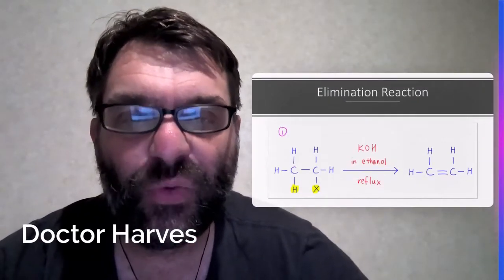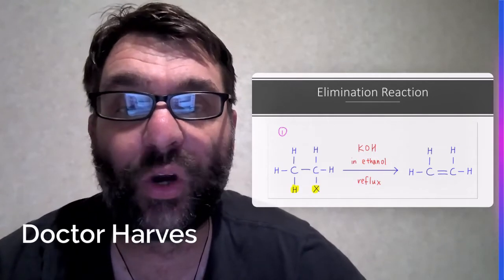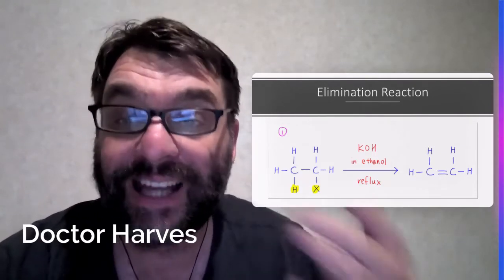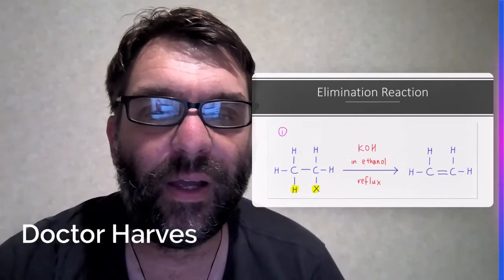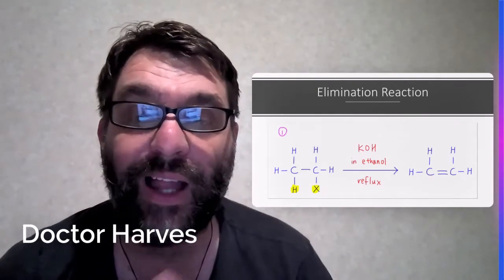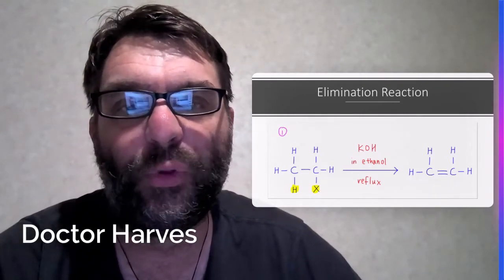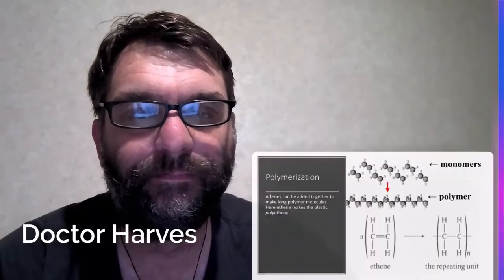Then we have an elimination reaction. So in that, under forcing conditions, so a very strong alkali and ethanol, refluxing and heating it, the halogen is removed and it goes from a haloalkane to an alkene. A double bond is formed through an elimination reaction.